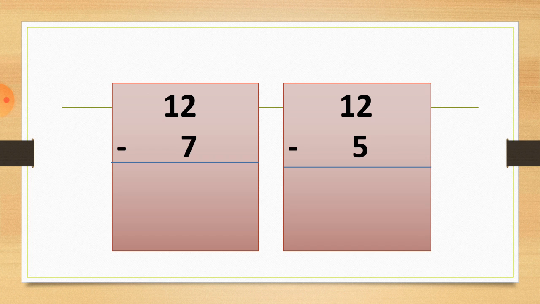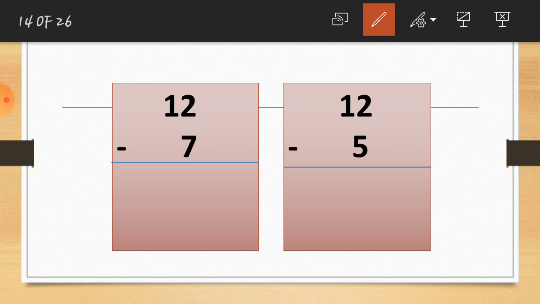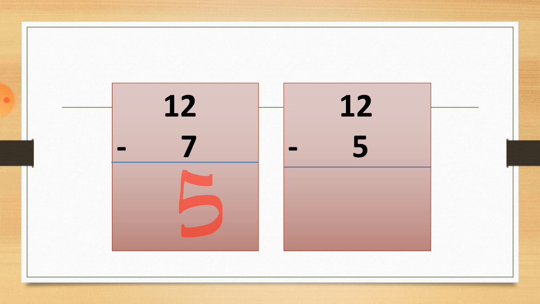12 minus 7, just draw 12 circles and then cut 7 circles from it. So which number do we get? How many circles are left? Here we get 5 circles. Now this is our first sum: 12 minus 7 is equal to 5.